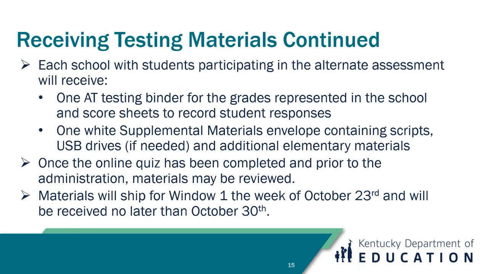Each school with students participating in the alternate assessment will receive one attainment task testing binder for the grades represented in the school. Once the online quiz has been completed and prior to the administration, materials may be reviewed. Materials will be shipped for Window 1 the week of October 23rd and will be received no later than October 30th.